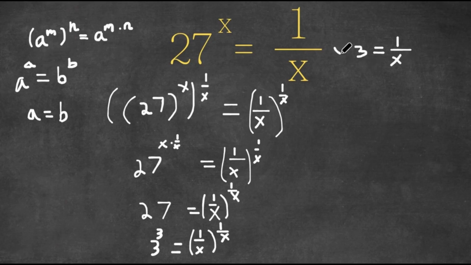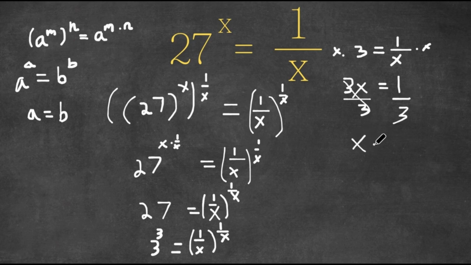So now if we multiply both sides by x, we get 3x is equal to 1. And now if we divide both sides by 3, we get x is equal to 1 over 3. So this is our answer.